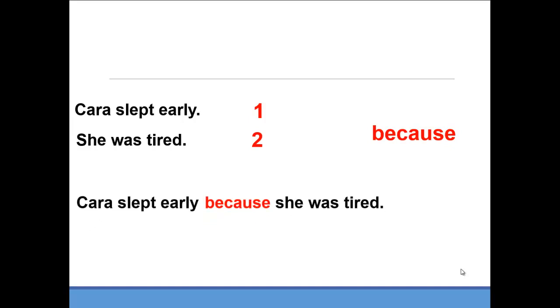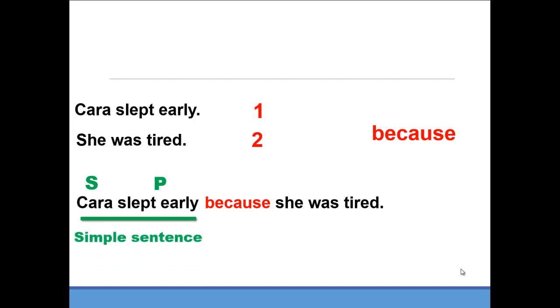Kara slept early, sentence number 1. She was tired, sentence number 2. Let's try to join the two sentences using the word because. So the answer will be Kara slept early because she was tired. Let's check the first part of the sentence. Who slept early? Kara. So Kara is the subject. What did she do? Slept early. So it is the predicate. So this part is a simple sentence.